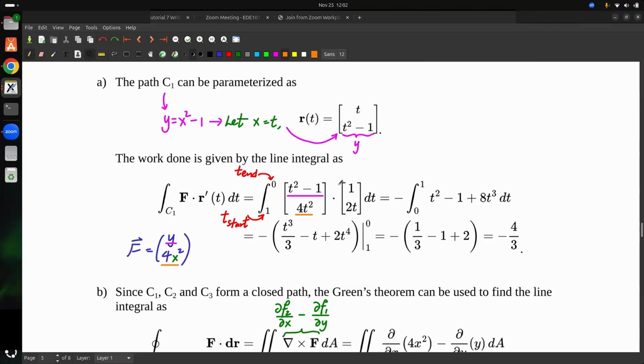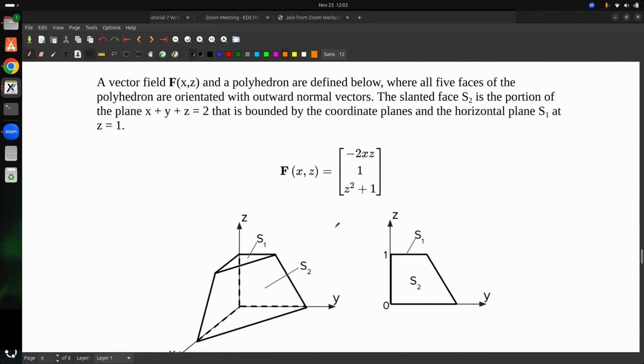Okay. Prof, which topic is question 9? Which question is topic 9 in this past year paper? Topic 9 will be question 5. Okay. So topic 9 is actually on surface integrals.